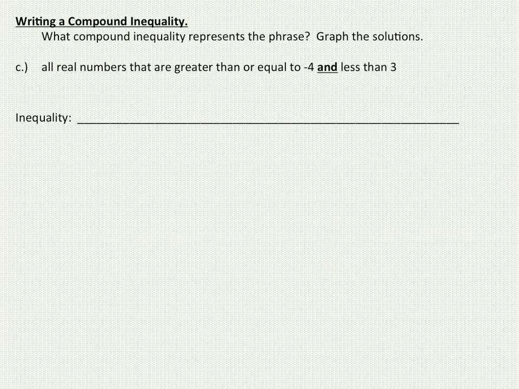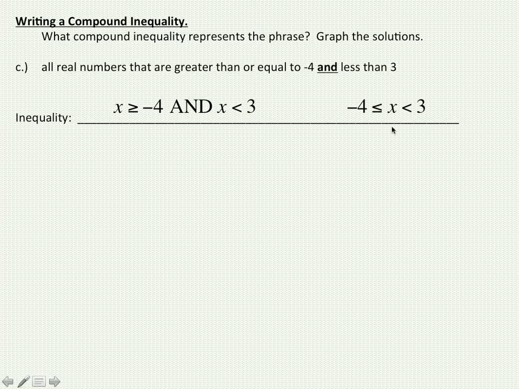All real numbers that are greater than or equal to -4 and less than 3. So it's an AND graph. Well, x is greater than or equal to -4 and x is less than 3. All right, so those are the numbers that work. ANDs we like to write as one thing. So what do we got? Numbers bigger than or equal to -4 and less than 3.